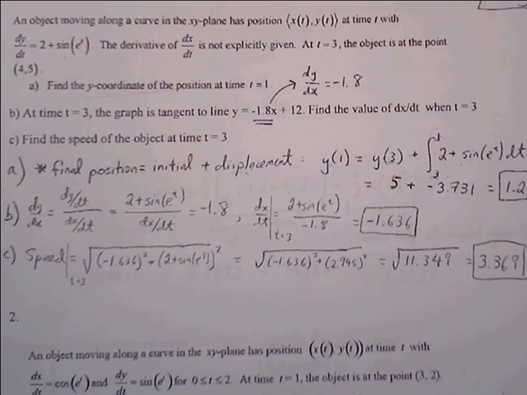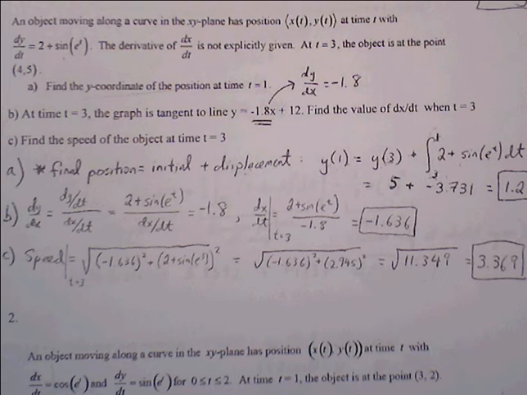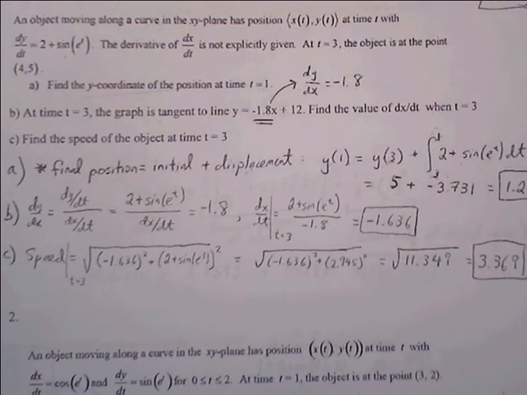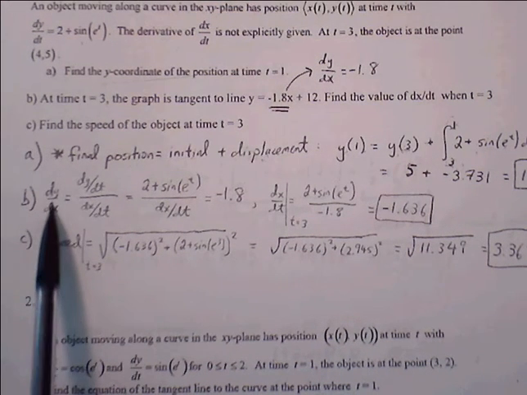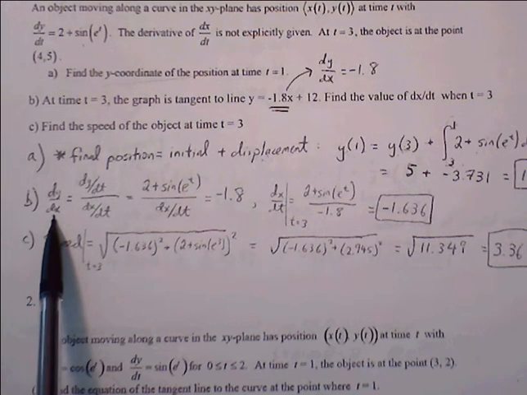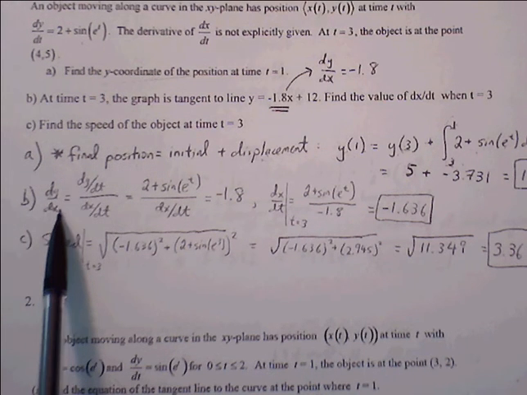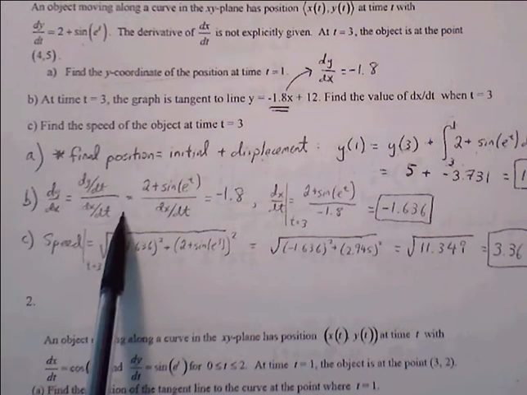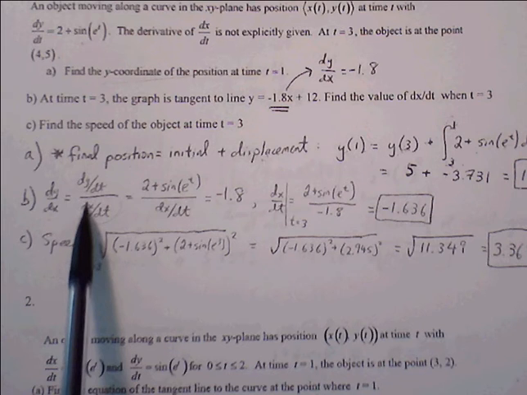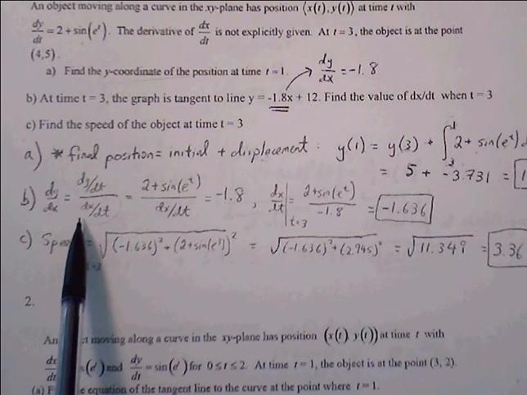Part B, at time t equals 3, the graph is tangent to the line y equals negative 1.8x plus 12. Find the value of dx/dt when t equals 3. So this is what we need to use. We need to understand that our slope, dy/dx, if we break it down into components, is essentially dy/dt over dx/dt. So if we have this equation in front of us, we'll have an easier time figuring out where the pieces go.